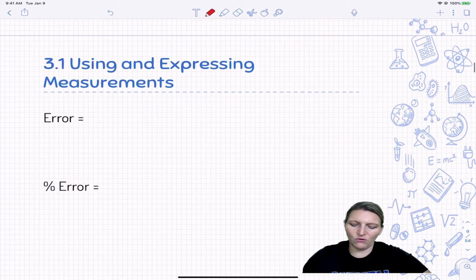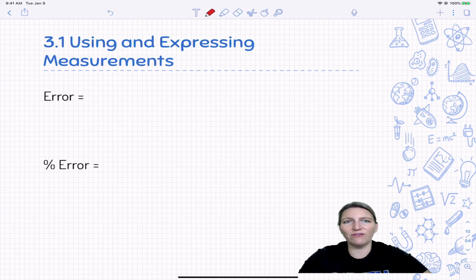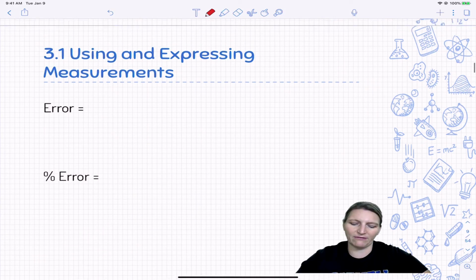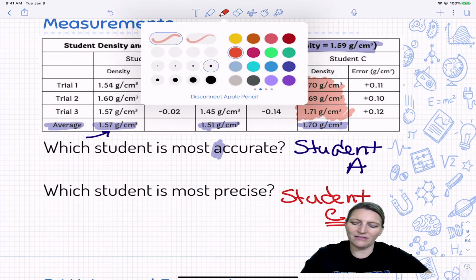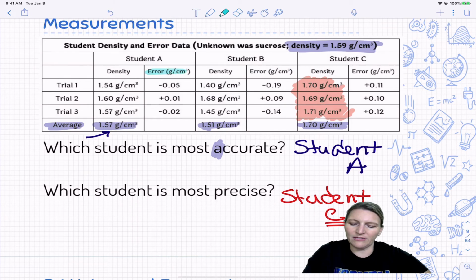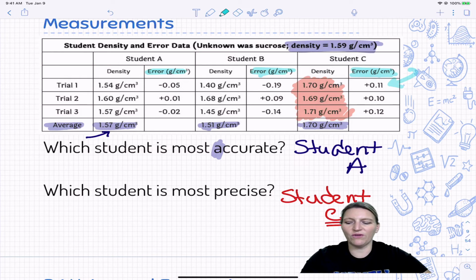Now, the next 2 questions ask you for the definition of error and the definition of percent error. So we haven't even learned what percent error is yet, but look back at this data and you can see the error is given. And looking at the numbers, can you figure out where those numbers came from? Like, how did we get the number 0.11? Can you figure it out? Right? It's the difference between the actual density and that student's answer.